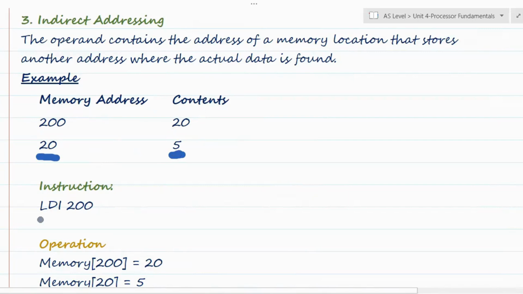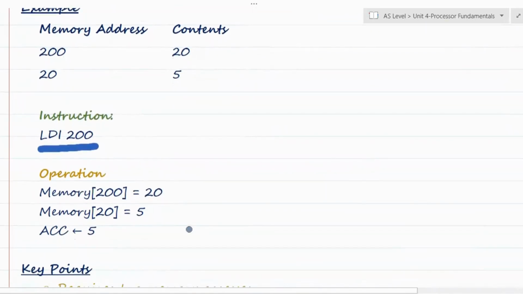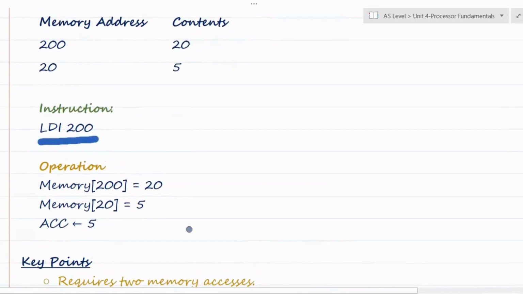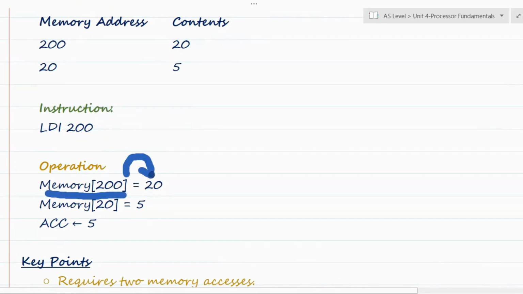Right? Now, if we look at the instruction LDI 200, now what's the meaning of this instruction? Here, first of all, CPU will access memory location 200, from where it will get another memory location which is 20. So CPU will access that memory location. And from memory location 20, it will get actual data which is 5, and that 5 will be loaded into accumulator.